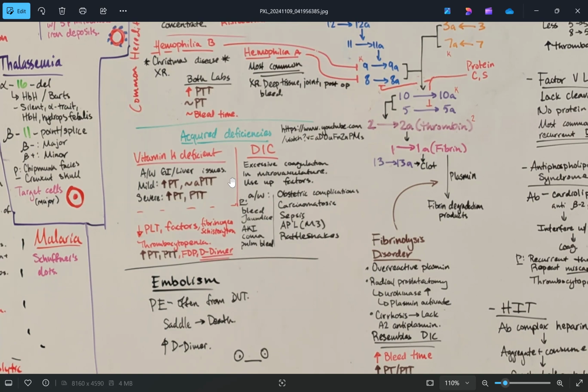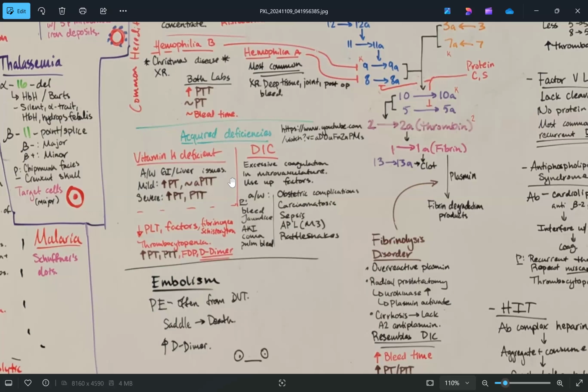So since you use up all your clotting factors, you're going to have an increase in both PT and PTT, in both pathways. You'll also have increases in FDP and your D dimer. Your D dimer is important for distinguishing DIC. You'll also have thrombocytopenia, again, you're using up all your platelets, and you'll have a decrease in platelets, platelet factors, and fibrinogen, and schistocytes.